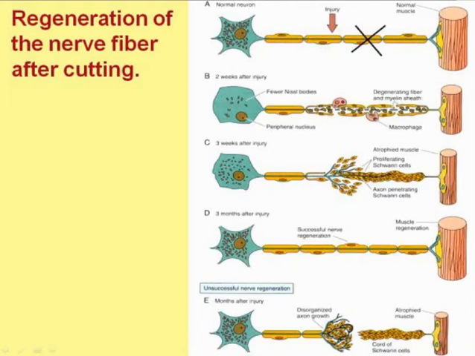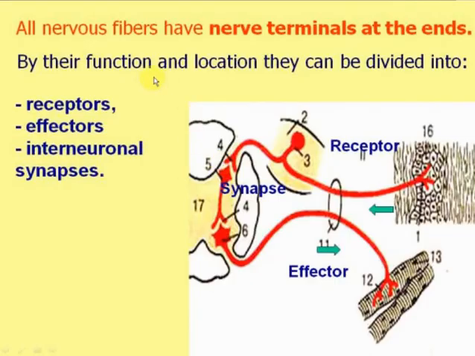The central part of the nerve fiber is partly destroyed, but then activated, and the axial cylinder and myelin sheath form around. The nerve terminal recovers, and the skeletal muscle fiber also recovers. All nervous fibers have nerve terminals at the ends.